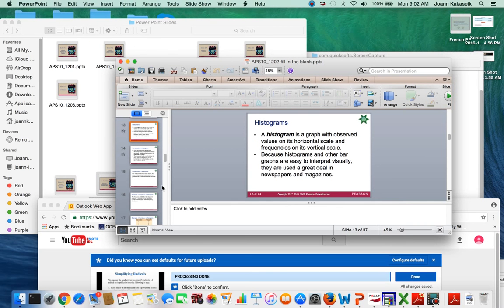So histograms, let's talk about that now that we know how to do frequency distribution. And actually, I think what I'm going to do is make this into a second video because I don't want them to get too long. So I'm going to stop this right here. We will pick up right at the histogram. So this is slide number 13.